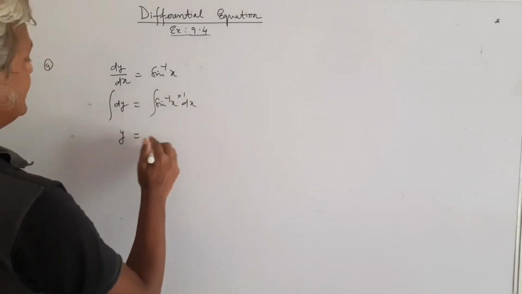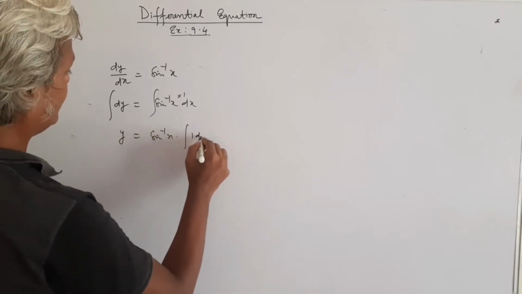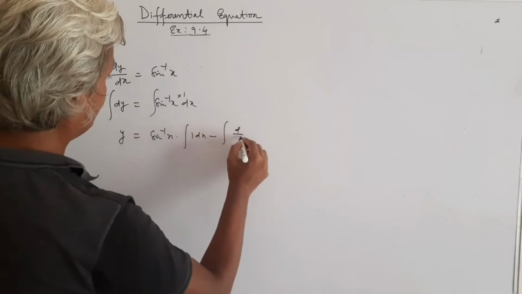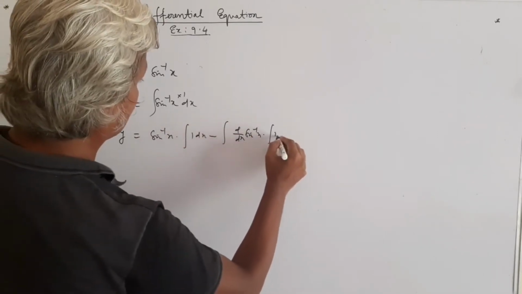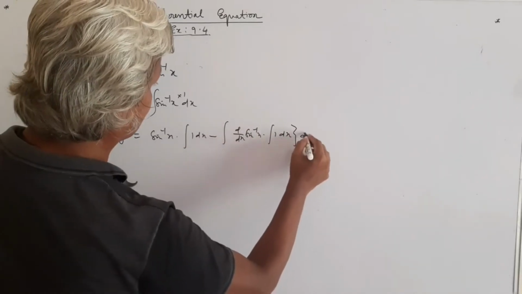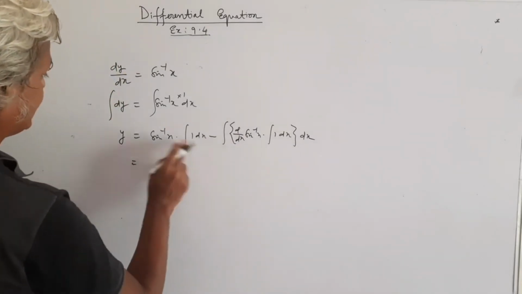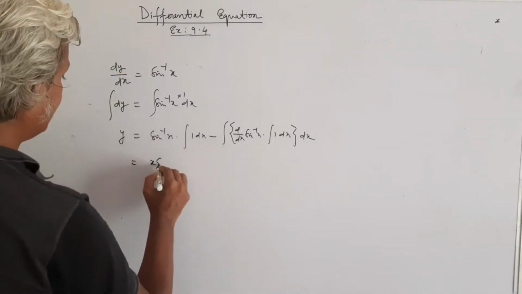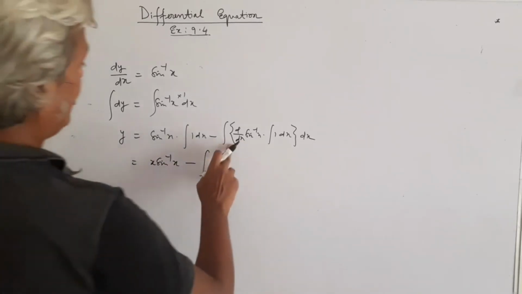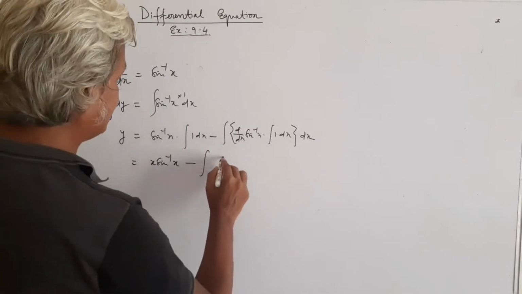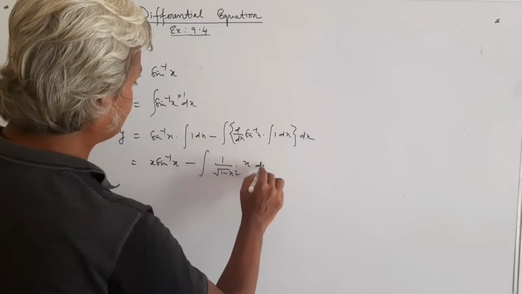Now I write sine inverse x unchanged, integration of 1 dx, minus integration of d over dx of sine inverse x into integration of 1 dx, and everything integrated again. So this becomes x times sine inverse x. I write it as x sine inverse x minus integration of the product of the differentiation of sine inverse x, that is 1 over under root 1 minus x square, into x dx.